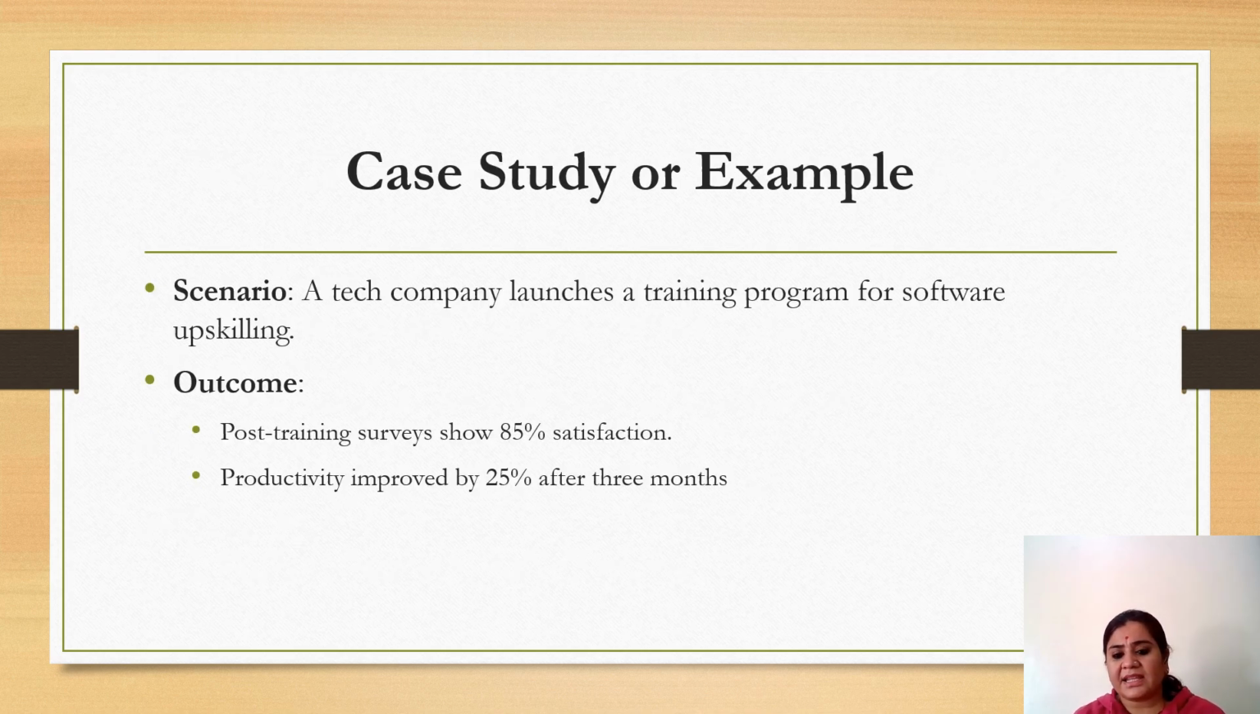Then we can take an example. For example, a tech company introduced a training program for software upskilling. After the training, employees were expected to handle more advanced tasks and technology. And the outcome was 85% satisfaction reported in post-training surveys, and productivity also improved by 25% three months after training, demonstrating the impact of effective skill development on organizational performance.